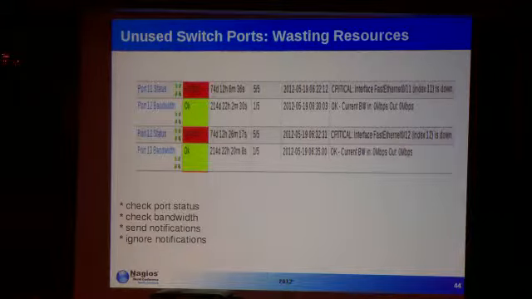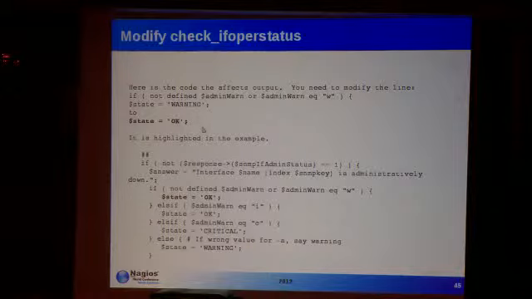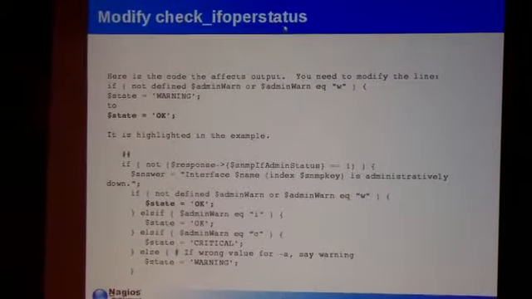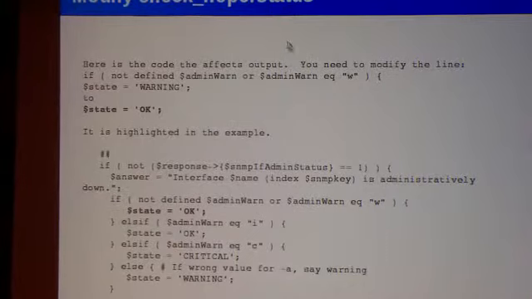So you're checking port status, bandwidth, sending notifications, and ignoring notifications. If you send enough notifications, you might as well turn Nagios off because nobody's paying attention. I mean, this is a problem. So you need to do something with those notifications. So here's one option. Change everything to admin down that you're not using. Modify this check_ifoperstatus plugin. This is what's being used to monitor your ports. And change this warning state for admin down to an OK state.